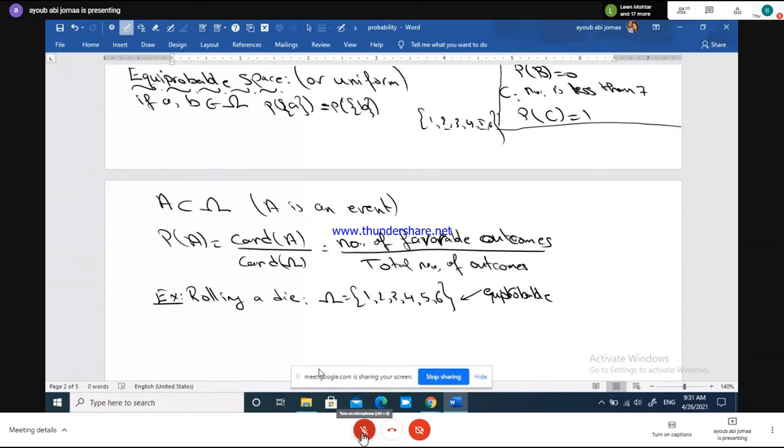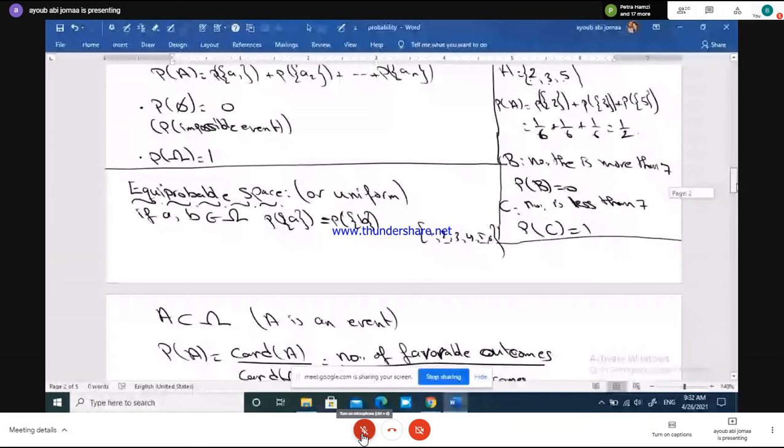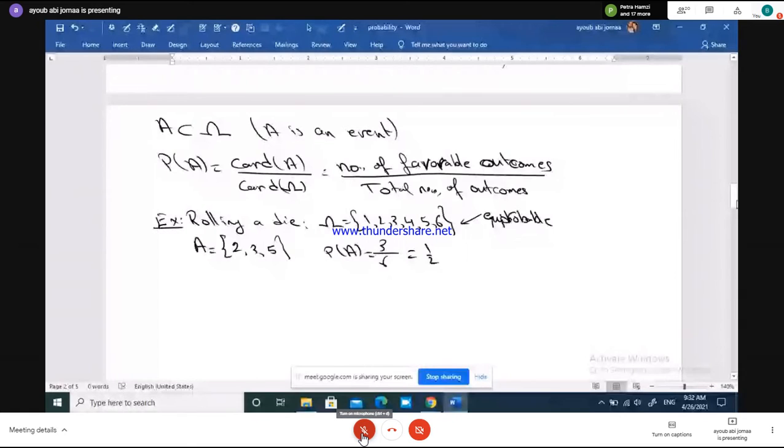If you consider again the event A, the number is prime: 2, 3, 5. Then the probability of A will be the cardinal of A, how many elements do you have, 1, 2, 3, over the total number of outcomes, 6, or 1 over 2, the same as what we got here. So when you have to find the probability of an event, you find the number of outcomes of this event and you divide it by the total number of outcomes in the sample space. In this way you can find the probability of A.